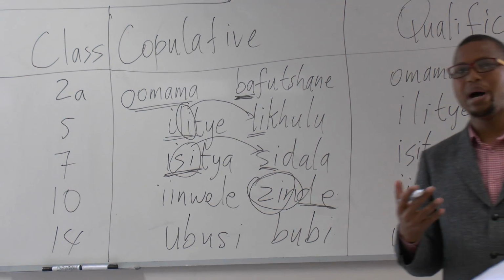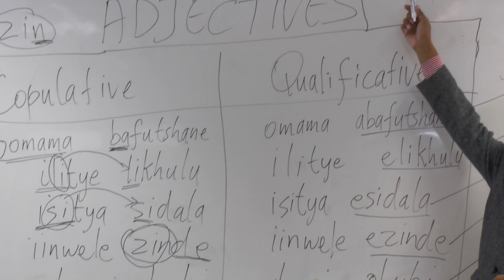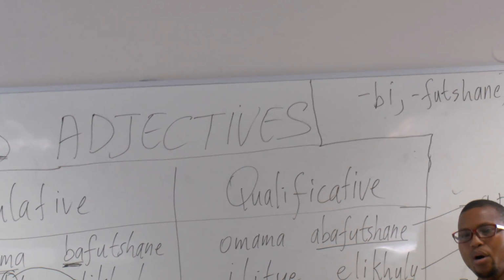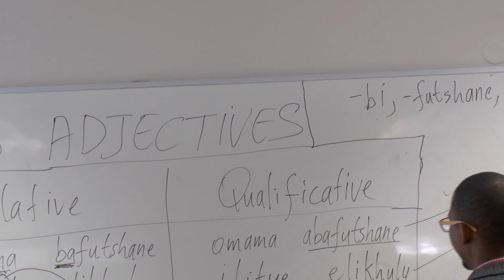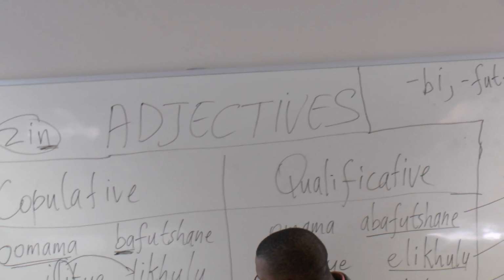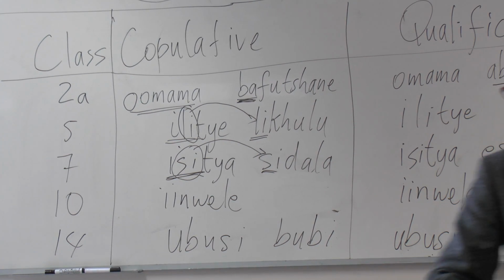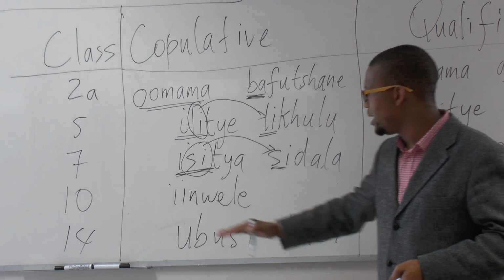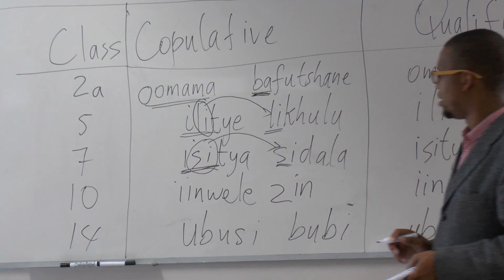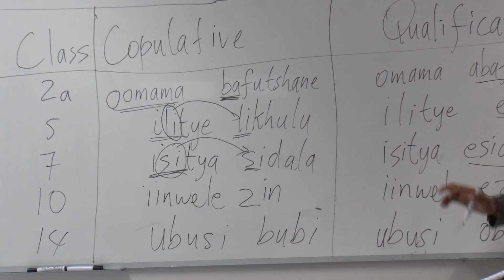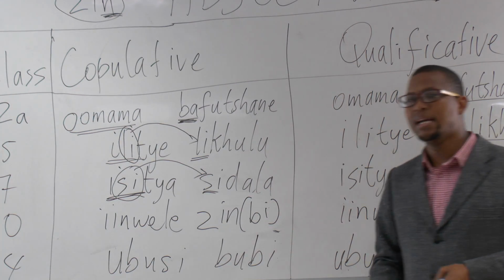Let's get an example whereby we'll see changes that take place. For example, let's go for B, which means bad or ugly. B is an adjective which means bad or ugly. We want to say something is bad or ugly. How do we say that? We know that inwele is the hair. The hairs are inwele zin. Then our adjective, let's put it in brackets, is B. Inwele zin B.